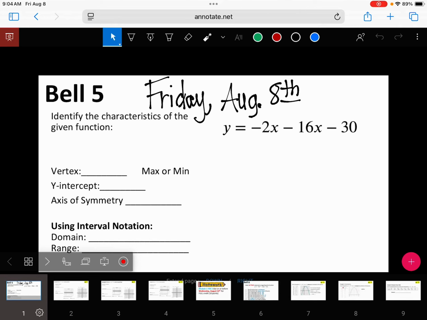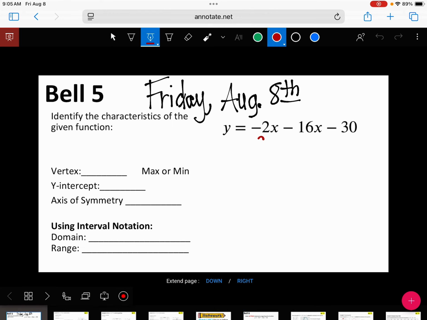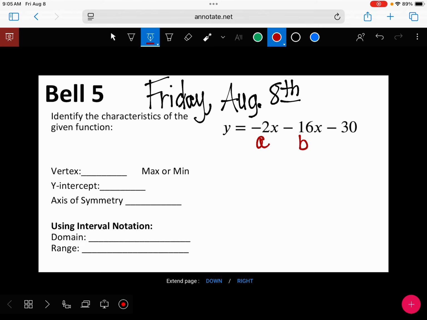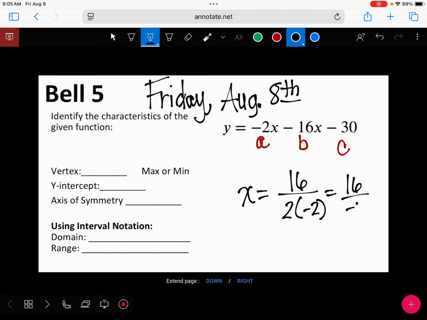What we want to do is figure out the axis of symmetry. The formula is x equals the opposite of b over 2a. So a is -2, b is -16, and c is -30. So our formula would be x equals, if b is -16, what's the opposite of -16? +16. And that's divided by 2 times -2. So that's 16 divided by -4.